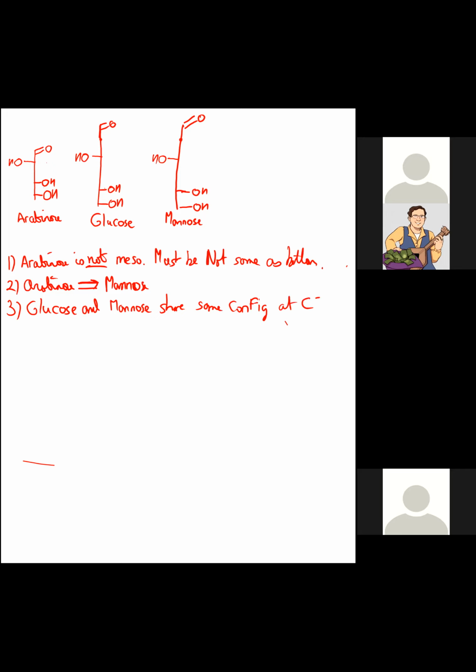at carbon 3. So this is carbon 1, carbon 2, carbon 3, carbon 4, carbon 5, carbon 6. So carbon 5 we assigned arbitrarily. Carbon 3 we can solve, because we know that arabinose is not meso. And that leaves us with carbon 2 and carbon 4 that we don't know the stereochemistry of. And in arabinose, there's only one left. In glucose and mannose, we've got a bunch more, right? We still have 2. Okay.